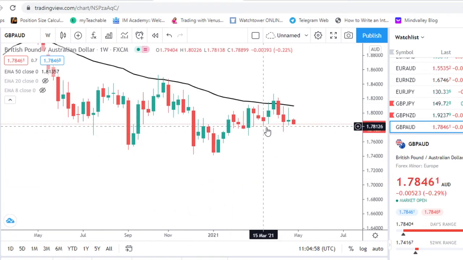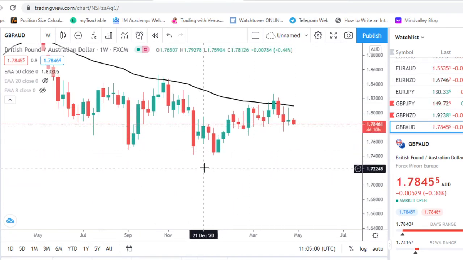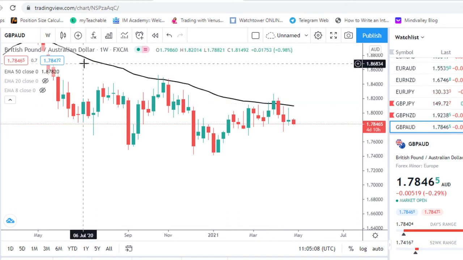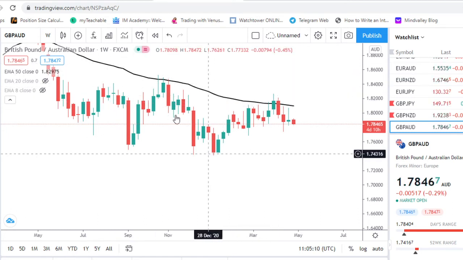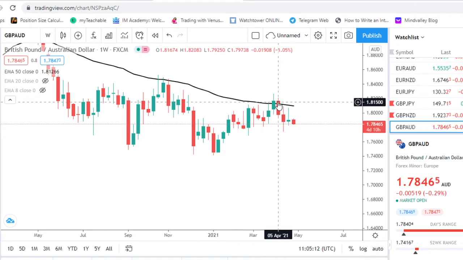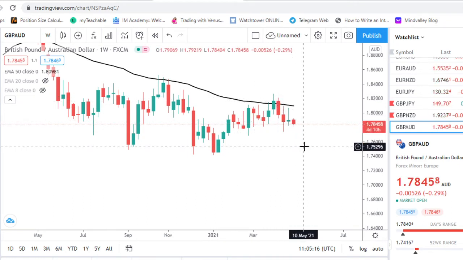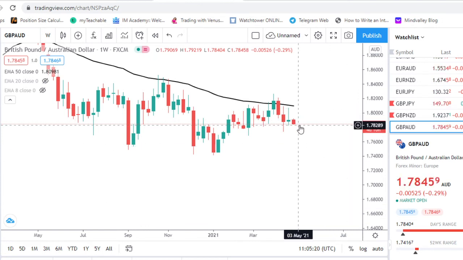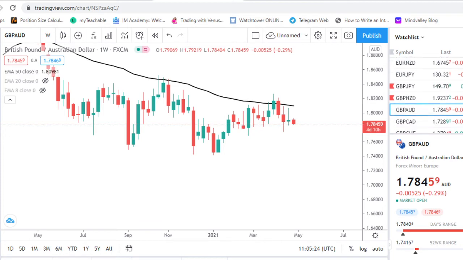Then this one, my bias is bearish. My bias is bearish for GBP JPY. Sorry, GBP AUD. It's fully downtrending. It's below our 50 moving average. It pushed up for some time, and it got to this area, and it looks like it is likely going to continue its way down right now. Okay, so bearish.